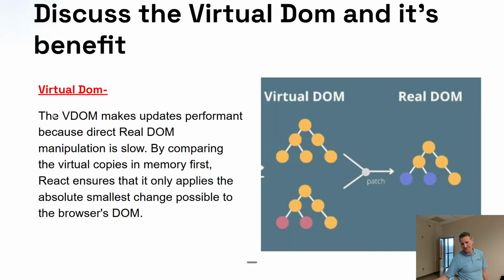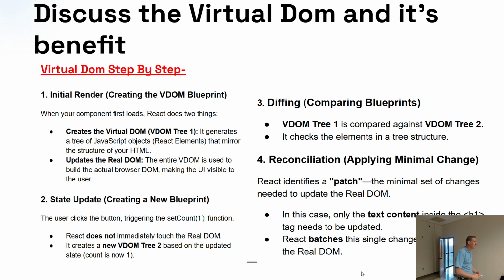So the process, okay. A little down into the weeds how this works. So you have an initial render, and I'm just going to go off the bullets. Step 1, an initial render. You're creating a VDOM blueprint. So step 1 creates the virtual DOM as a copy of the actual DOM that mirrors the structure of your HTML, and it updates the real DOM to VDOM tree 1. So the entire VDOM is used to build the actual DOM. So now you've got virtual DOM 1 and you got the real DOM.